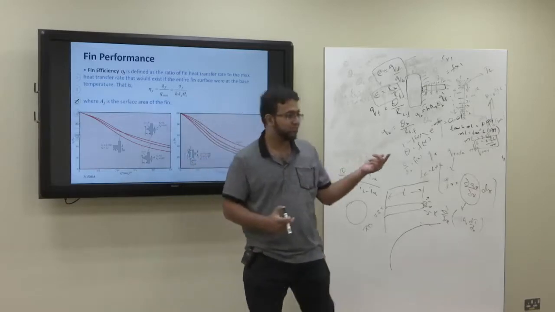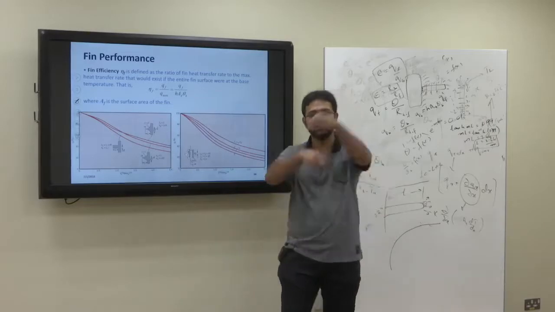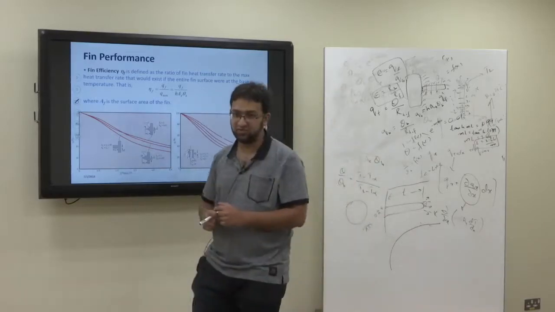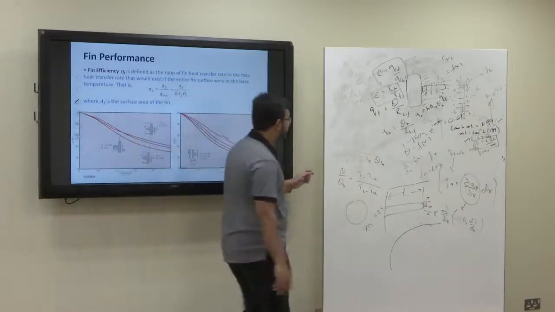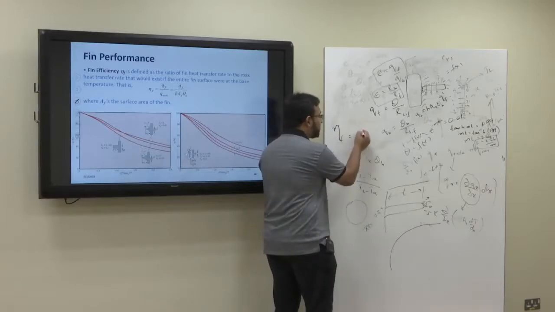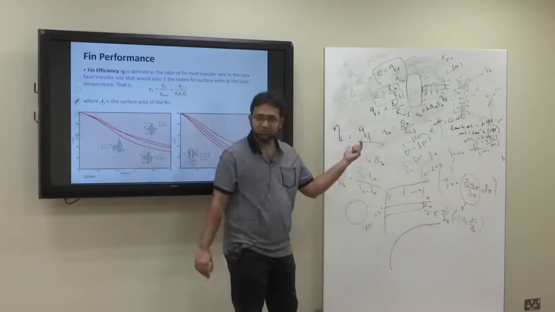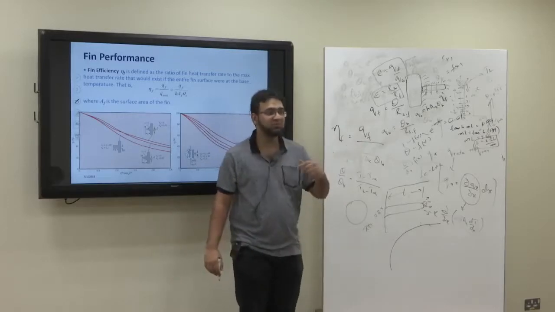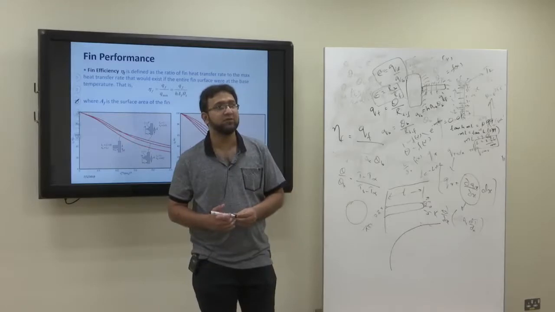How much is the heat transfer from the fin in reality divided by how much is the maximum possible heat transfer from the fin. Is it clear? Yes. So for the case of fin efficiency, we write it as QF, which is the actual heat transfer from the fin divided by the maximum possible heat transfer from the fin. Now, what is the maximum possible heat transfer from the fin?